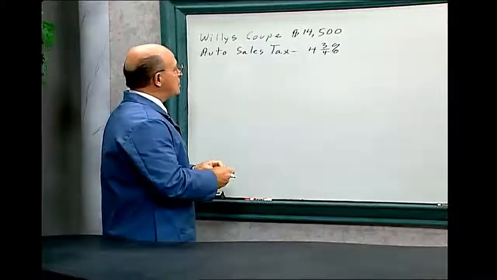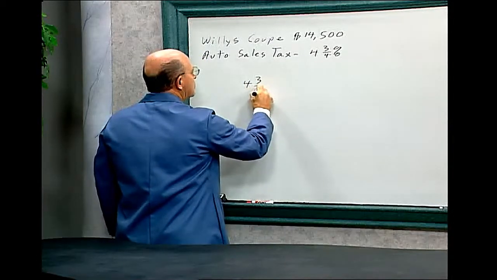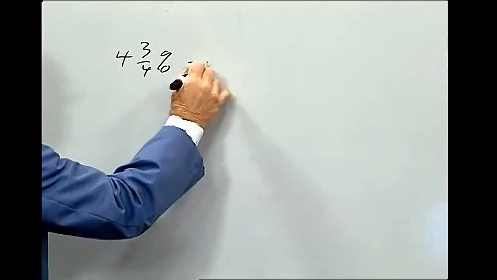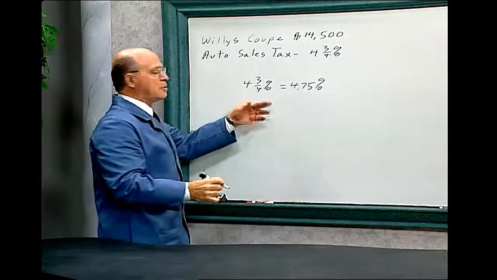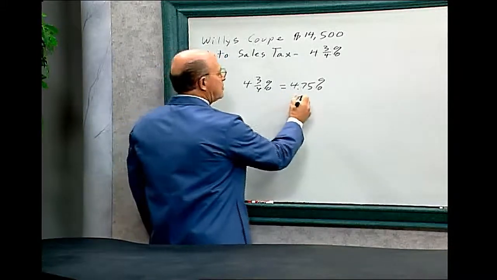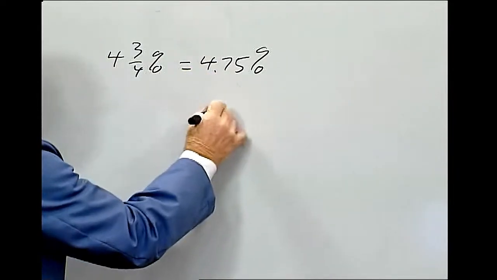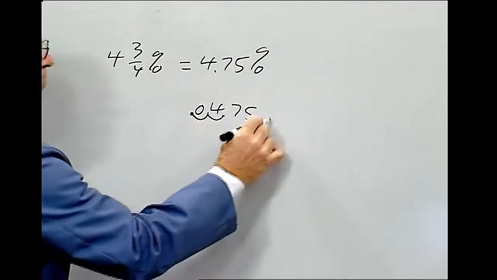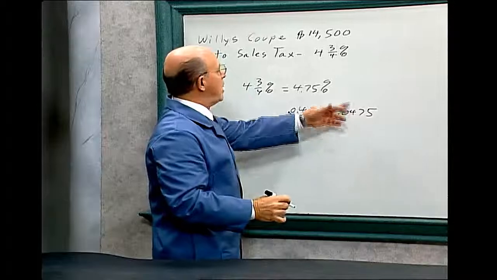Let's do the math. First of all, that's a fractional percent, 4 3/4%. Let's change that into a decimal. That will equal, first of all, 4.75%. By now you know 3/4 equals 0.75. And let's just change that into a decimal. Remember, move the decimal place 2 places over to the left. And so 4.75% would equal 0.0475.